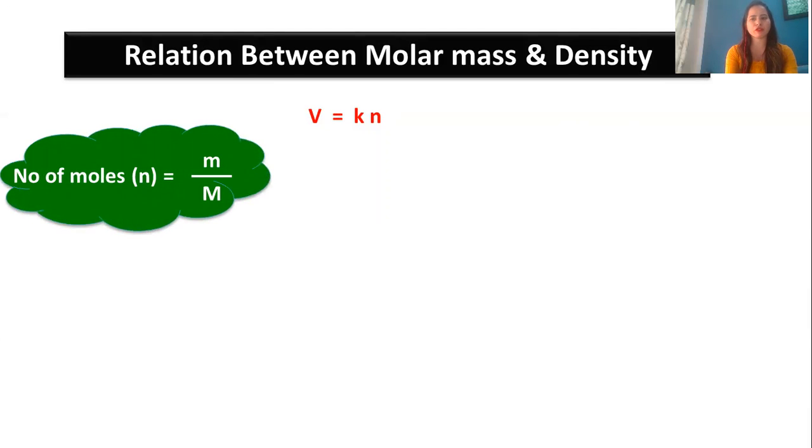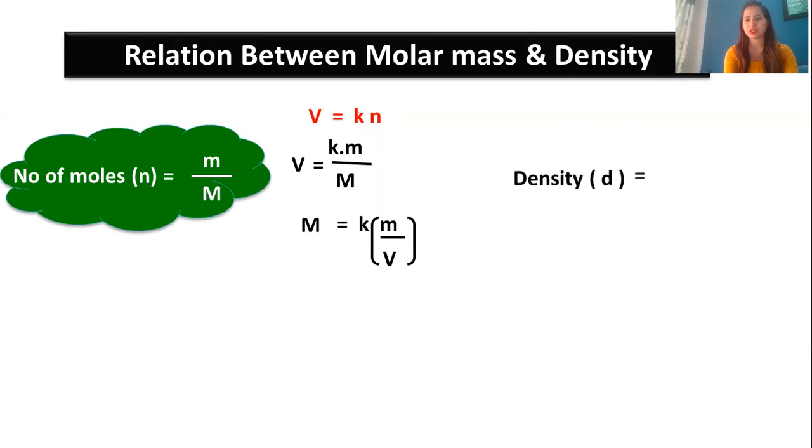Now as we know, number of moles is equal to mass upon molar mass. So V is equals to K, instead of n, we are going to put small n, that is mass upon molar mass. Now if you rearrange, you can see we get K into m upon M, and V. Now mass upon volume, what is it? You know, mass upon volume is density. So I can say density is equals to mass upon volume. So instead of mass upon volume, I can write D. What I'll get is M is equals to K into D.